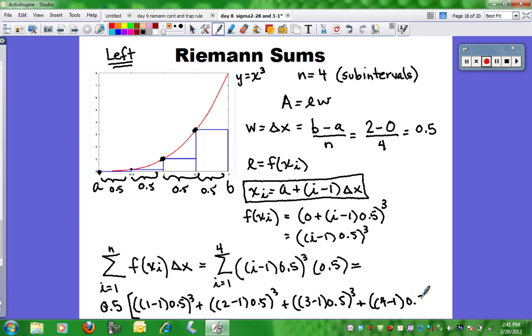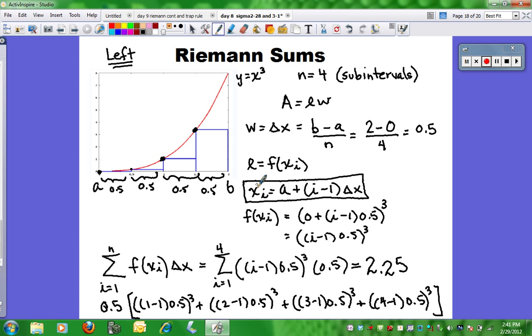Now you're going to need a calculator. You don't need it, but it'd be beneficial to compute those values. Once you do that, you add them all up, multiply by 0.5, and you will get, and verify it, 2.25. That is the approximate area under the curve x cubed from 0 to 2, given 4 subintervals using left endpoint sums.